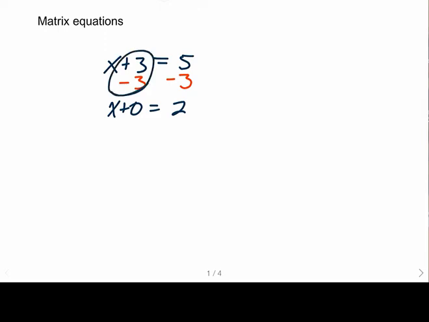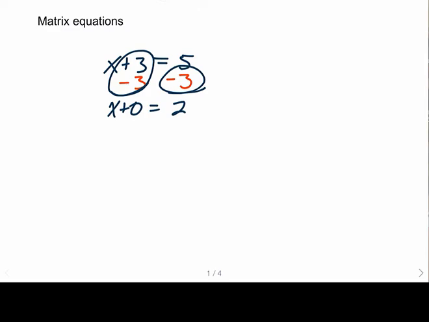For instance, if we had x plus 3 is equal to 5, then I would subtract 3 from both sides, and that would leave me with x plus 0 on the left-hand side and 2 on the right. And what I've done is I've performed the inverse of addition, right, by subtracting 3. And whatever we do to one side, we have to do to the other.